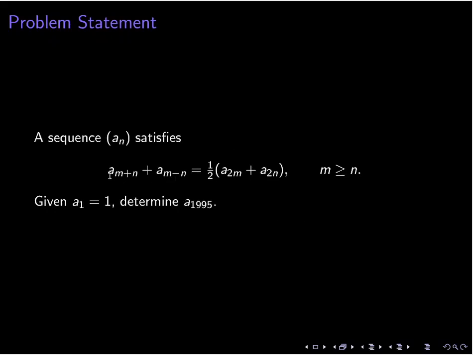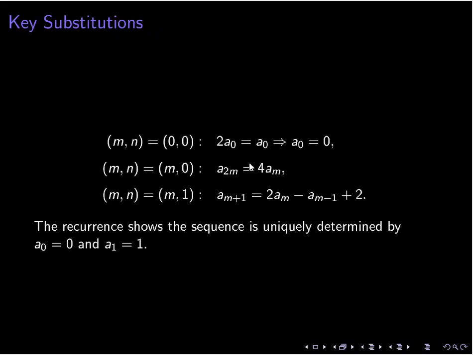Anyways, I think if you go back and substitute n by 0, it should be obvious why we have this identity right here. It's an equality: a_{2m} equals 4 a_m. And then when we replace n another time, this time by 1, not 0, we get a recurrence relationship, which is a_{m+1} equals 2a_m minus a_{m-1} plus 2.